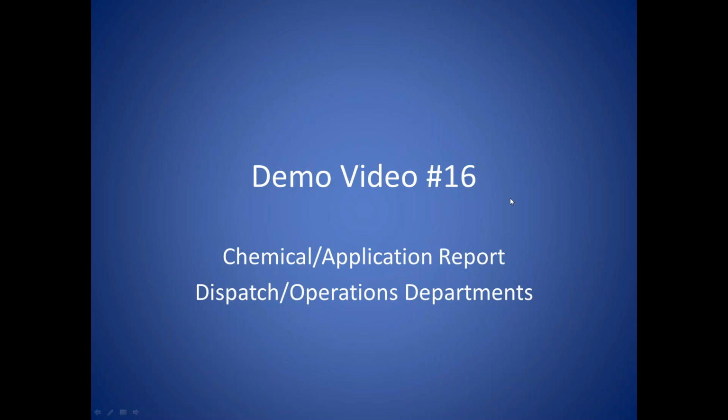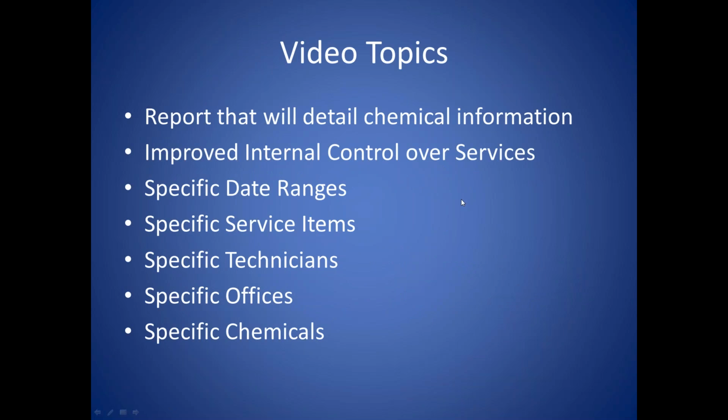Okay, we're on video number 6 for the new Southern and Sovereign Pest Control scheduling and accounting system. This one is really specific to dispatch and operations, and what we've got is a report that we're putting in the system that will record all of the detailed chemical information for our services. It's going to get us much better control of our services, knowing what chemicals we're using.